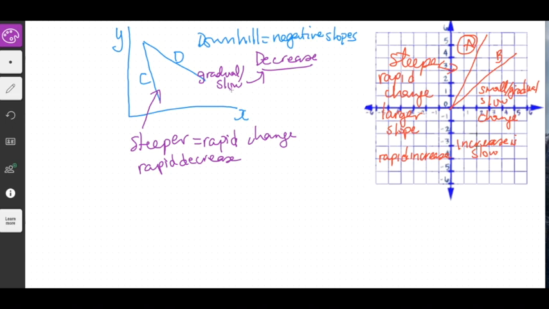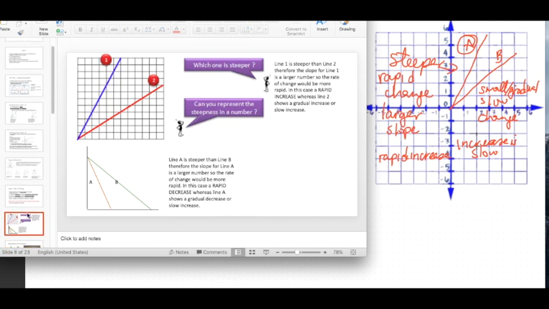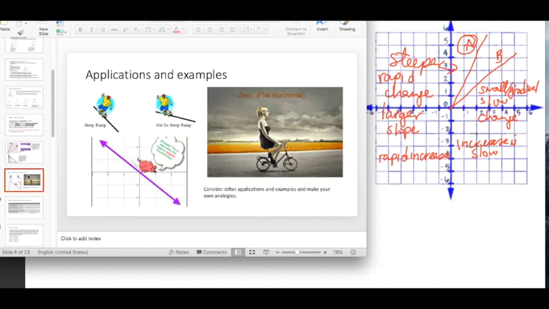So by now we should all get the hang of this, and let's move on quickly. I have an application slide here. By now I would also like you to consider other applications and examples and make your own analogy. So here I have this guy, what is he, skateboarding, and they are showing the steepness.